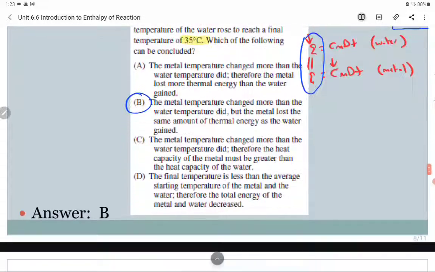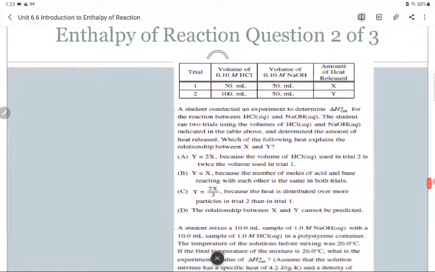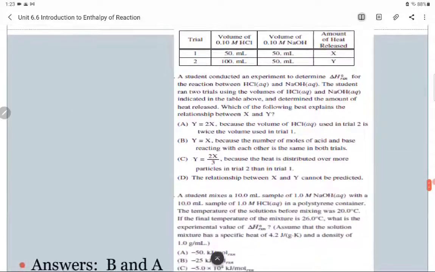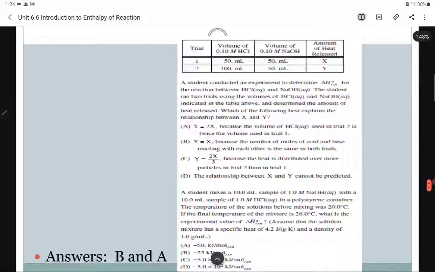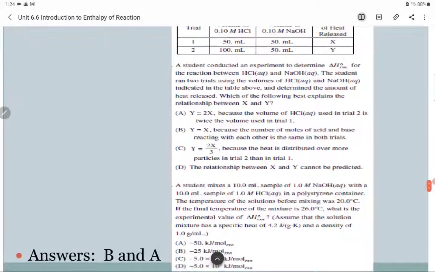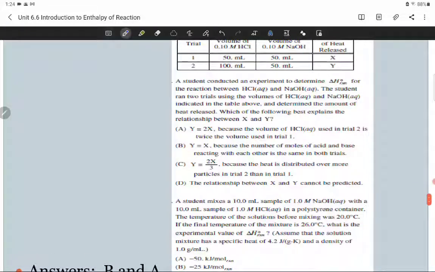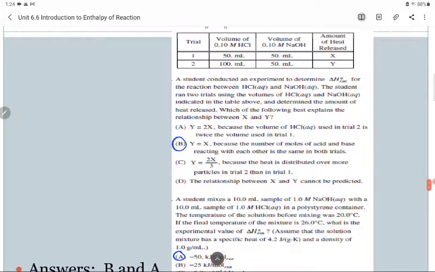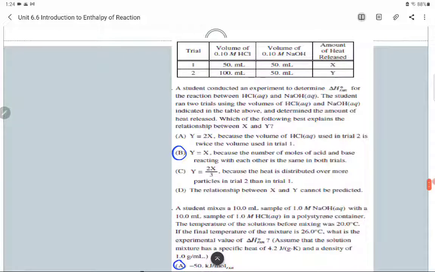Another multiple choice. There are 2 questions there, so we don't have to make that smaller. Okay, so we already do have the answers though. We got B and we have A. So let's figure out what's going on with those. Okay, so a student conducts an experiment to find delta H for the reaction between hydrochloric acid and sodium hydroxide. They do 2 trials.